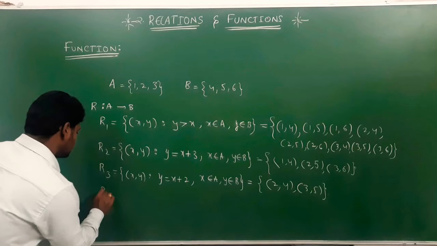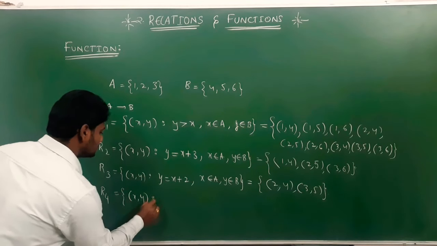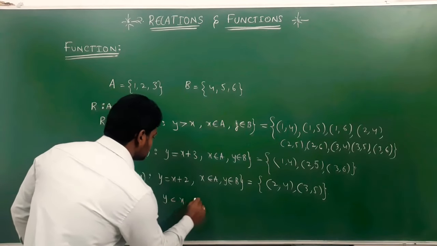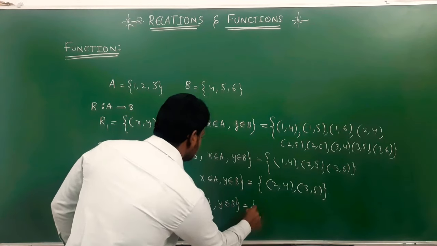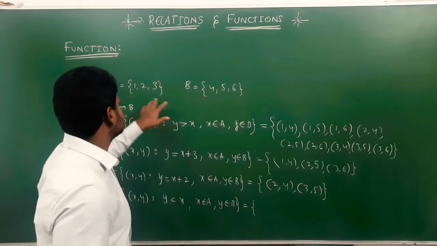Now I will write relation number 4: ordered pairs (x, y) such that y is less than x, where x belongs to A and y belongs to B. Is any y value less than x?